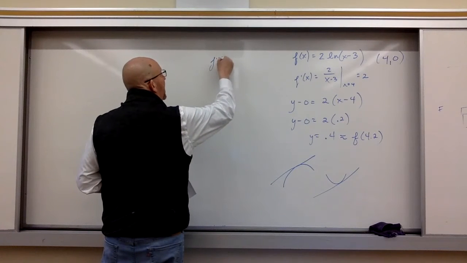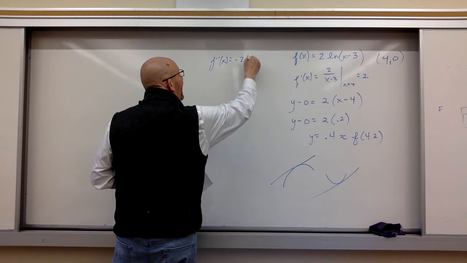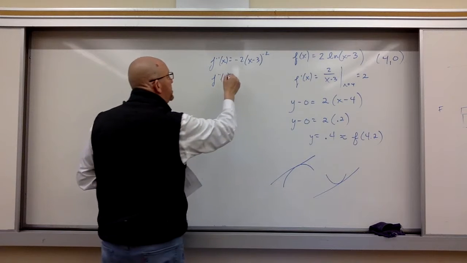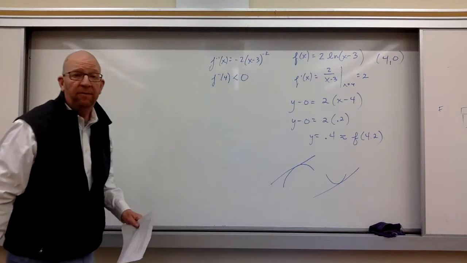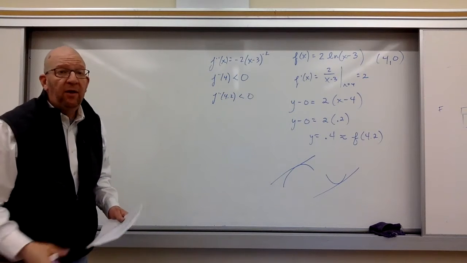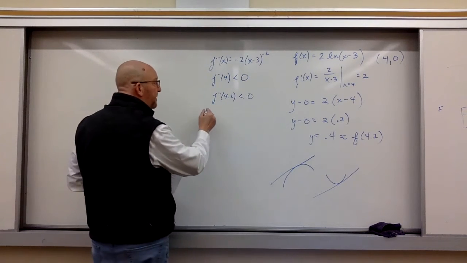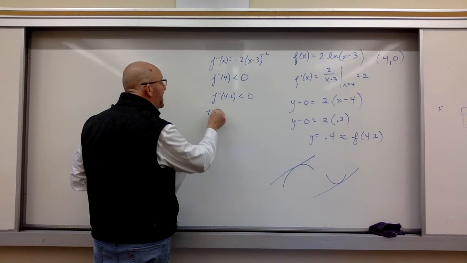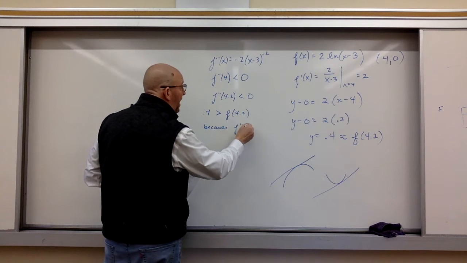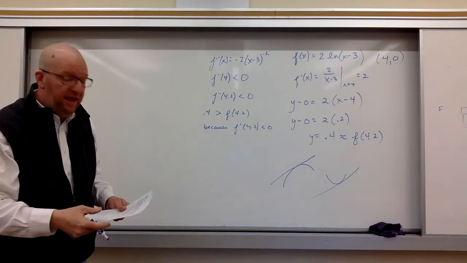f double prime of x is, well, that's going to be 2 times x minus 3 to the negative 1 power, so that's negative 2 times x minus 3 to the negative 2. So at 4, or specifically at 4.2, either one, we're less than 0, okay? And f double prime at 4.2 is also going to be less than 0. So let's see. Concave down, tangent line is an over approximation. Therefore, 0.4 will be greater than f of 4.2 because f double prime of 4.2 is less than 0. Concavity and the tangent line.